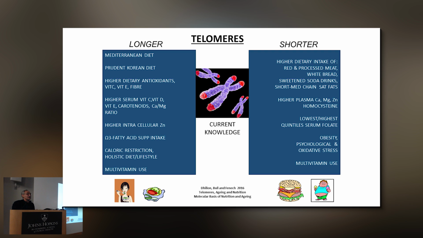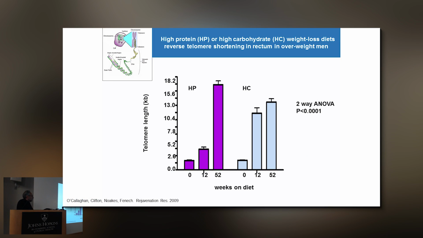On the other side, there's shorter. There's also a study showing multivitamin use associated with shorter telomeres. So it depends in which context and what kind of multivitamin it was. Higher dietary intake of red and processed meat associated with shorter, white bread, sweetened soda drinks, short and medium chain saturated fatty acids, higher plasma calcium, magnesium, zinc, higher homocysteine, that is quite consistent as well, and the lowest and highest quintiles of serum folate. There is apparently, again, a U-shaped relationship here. And obesity.